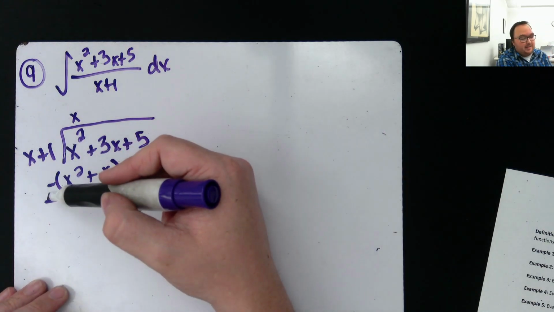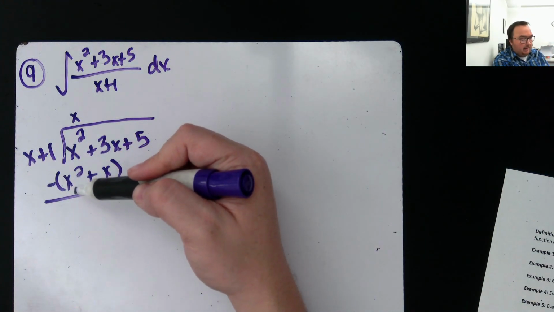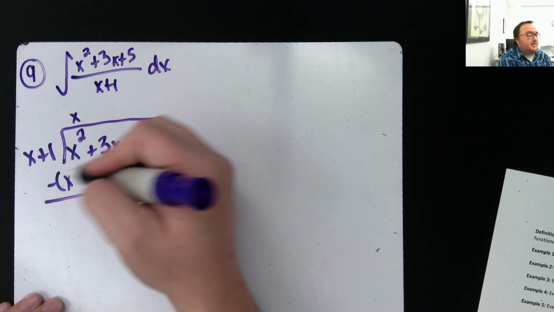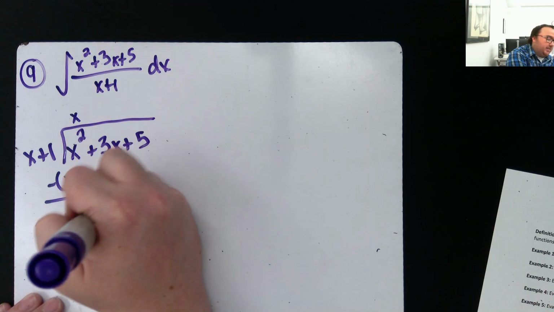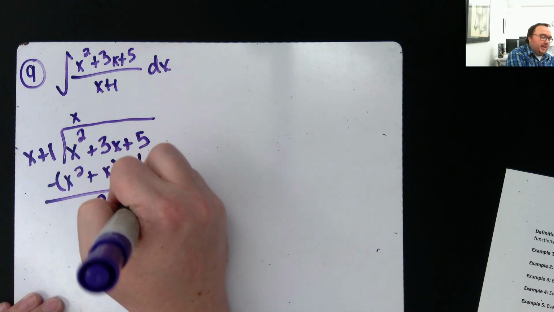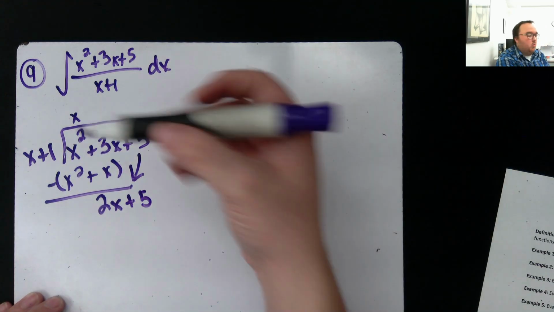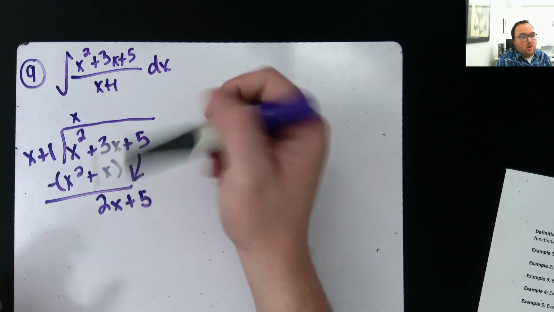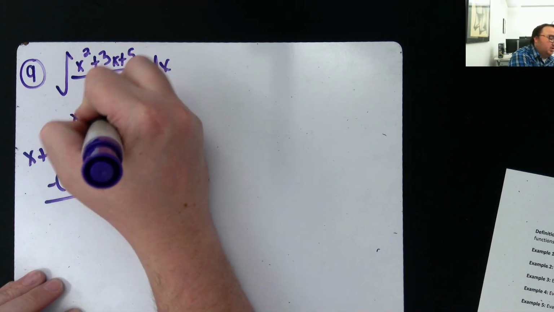X squared minus x squared, they cancel out. 3x minus 1x is 2x. And then bring my next term down and do the same exact thing. So what do I need for x to be 2x? Well, I need a positive 2.